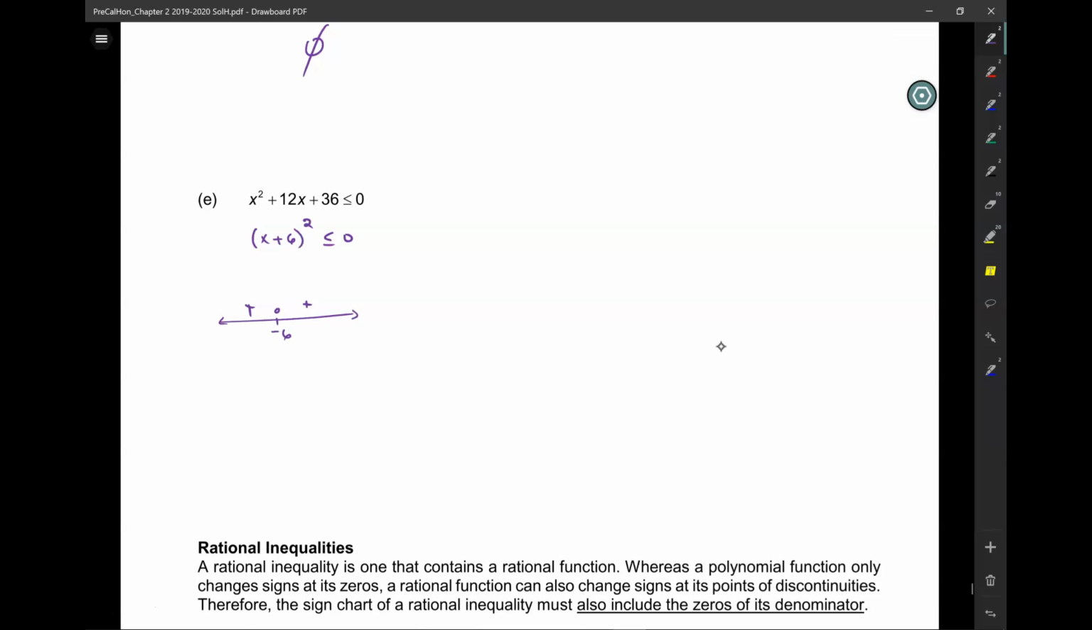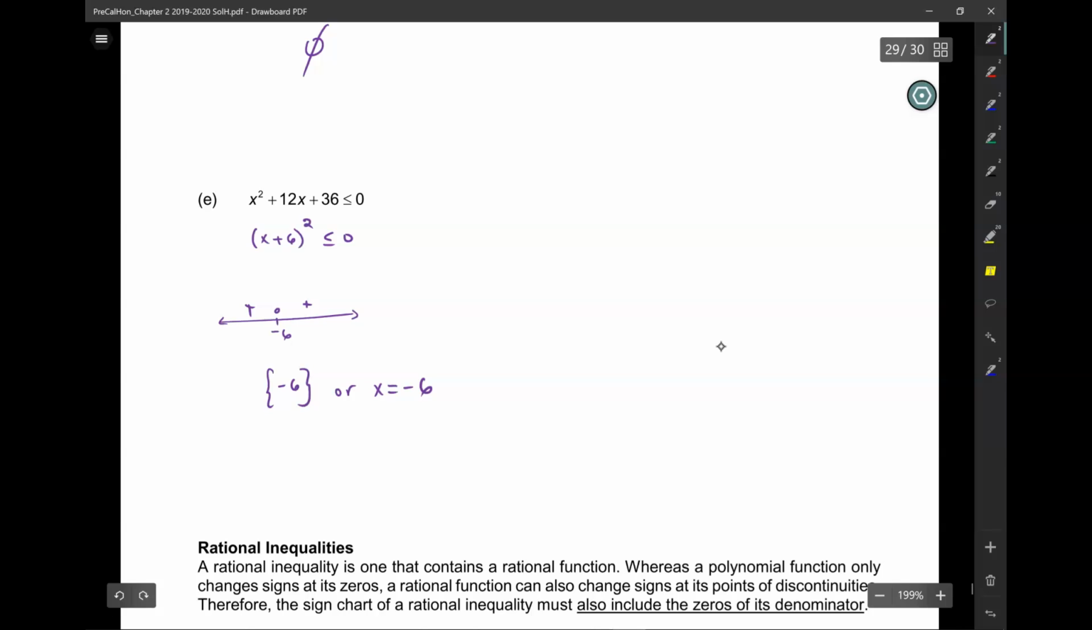Okay, so this is asking you, where is it less than or equal to 0? Where is it less than 0? Never. Where is it equal to 0? At negative 6. So the answer is just negative 6.